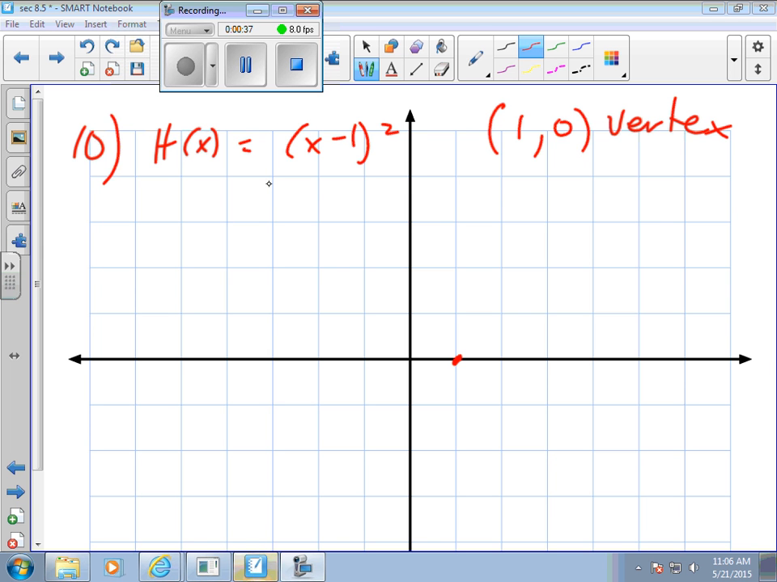Because it's the typical shape, we don't need to find points. We're just going to use the typical shape, which is over 1, up 1, over 2, up 4 from the vertex, over 1, up 1, over 2, up 4 from the vertex. And so my shape is going to look like that.